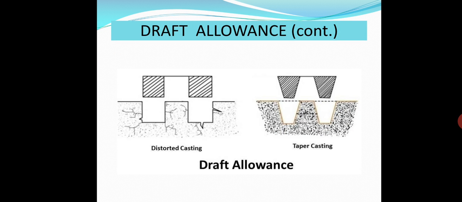So this is the diagram of taper in the pattern. In the first picture there is no taper, so the casting is distorted. But in the second picture there is a slight taper in the side wall of the pattern. So this is a picture of a tapered casting.